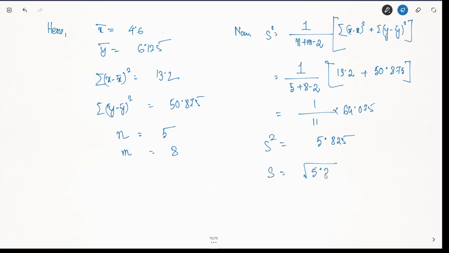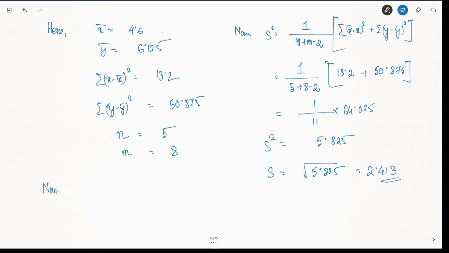5.825, which is equal to the square root of 5.825, which is equal to 2.413. So this is the value of s.